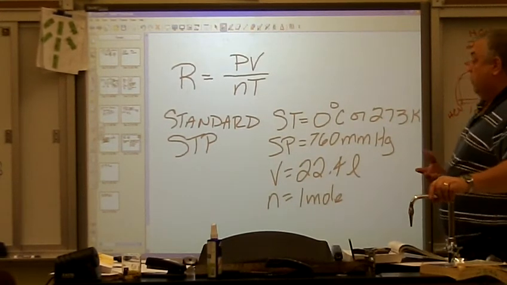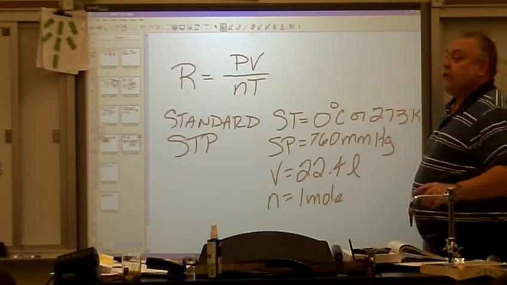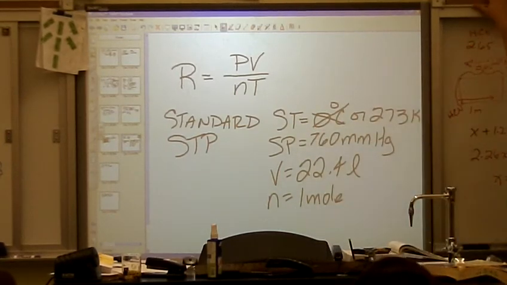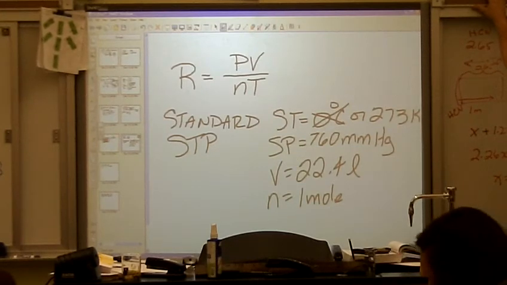Now, do me a favor. You see all these numbers? Tell me what you get out of the equation. So we have P, we have V, we have n, we have T. Solve it.